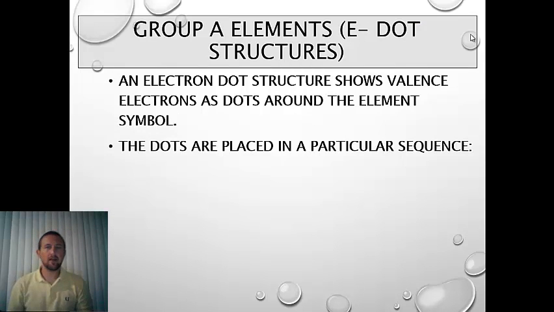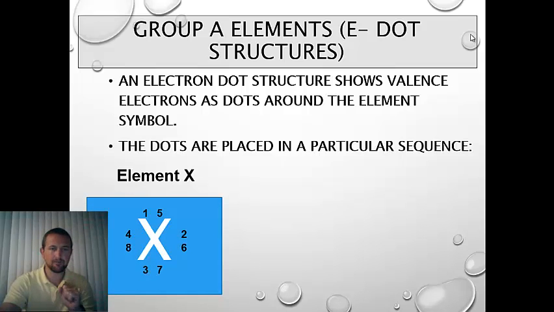Next, group A elements and these valence electrons. We can represent valence electrons as dots around the element symbol. When we do this, when we represent valence electrons as dots around the element symbol, that's called an electron dot structure. You may have seen them before. These dots are not haphazardly placed around the symbol. We have a specific sequence in which we need to place them. That sequence is here, with element X. This is just any random element. It's a fictitious element, not real.